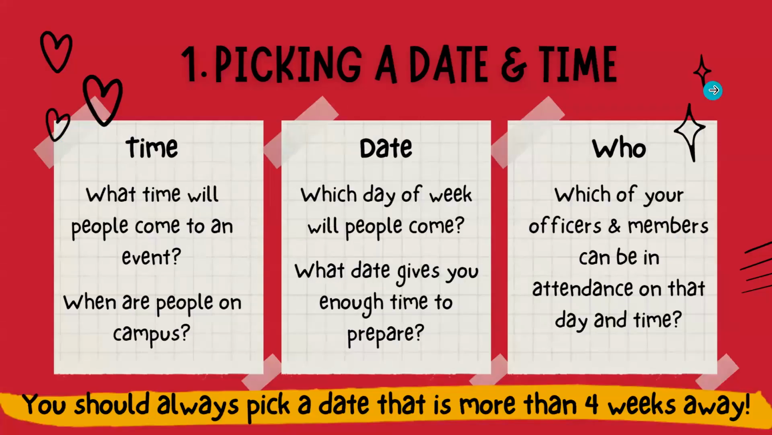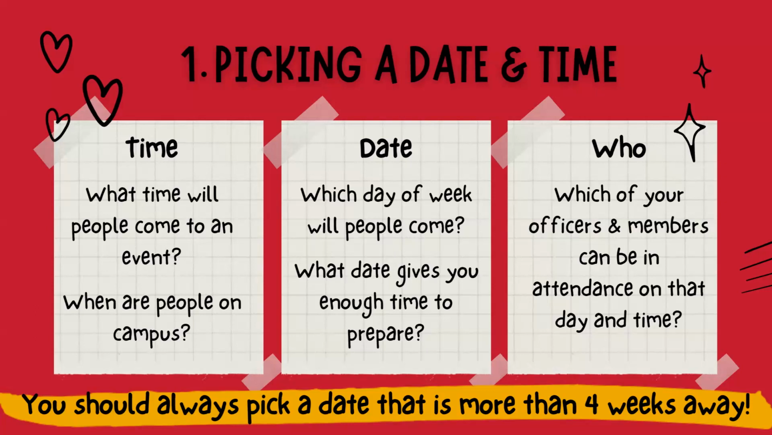So the first thing to do when planning an event is picking a date and a time that will work well for our campus. Think about times when people are here on campus. That would be a great time to plan an event. But think about times when you're walking between classes and you don't really see many people around. That might not be the best time.